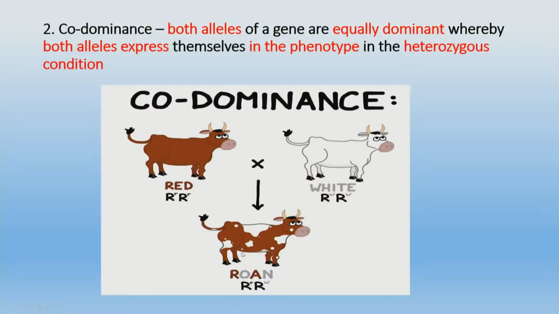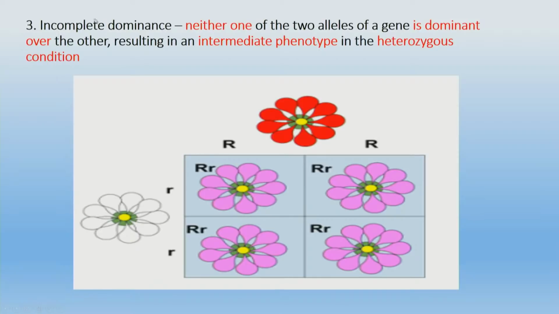They are expressed in the phenotype, in the heterozygous condition, but not equally. So be very, very careful about writing the word equally. They are not both equally expressed. They are expressed. And I will show you another picture later on, so we can differentiate between that one. And then the intermediate form, incomplete dominance: neither one is dominant over the other one, resulting in an intermediate phenotype in the heterozygous condition. That one is added in the heterozygous condition.